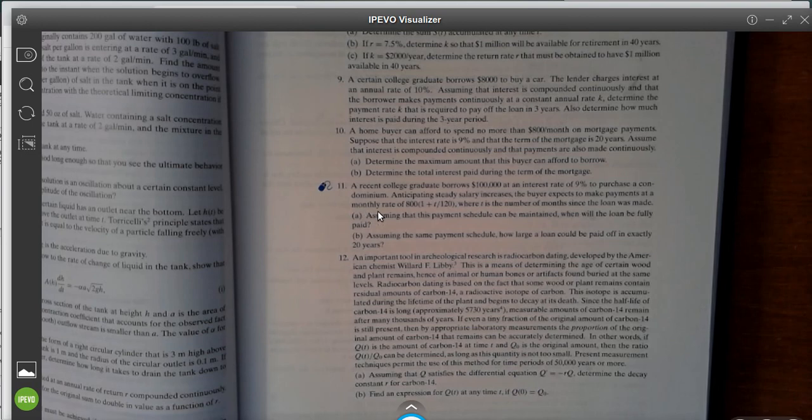A recent college graduate borrows $100,000 at an interest rate of 9% to purchase a condo. Anticipating steady salary increases, the buyer expects to make payments at a monthly rate of 800 times the quantity 1 plus t over 120, where t is the number of months since the loan was made. So A, assume that this payment schedule can be maintained. When will the loan be fully paid? And B, assuming the same payment schedule, how large a loan could be paid off in exactly 20 years?